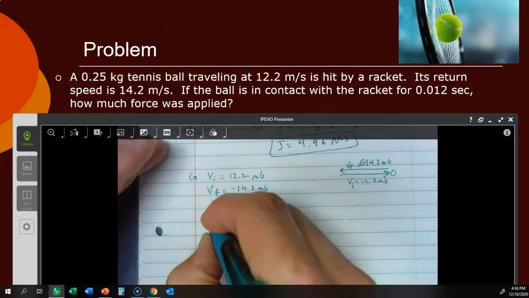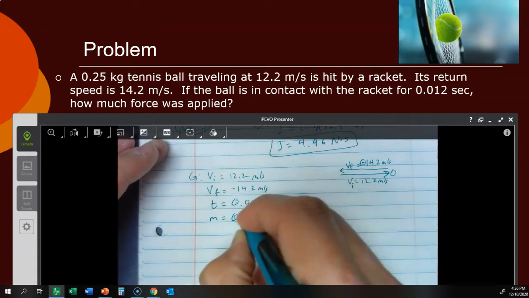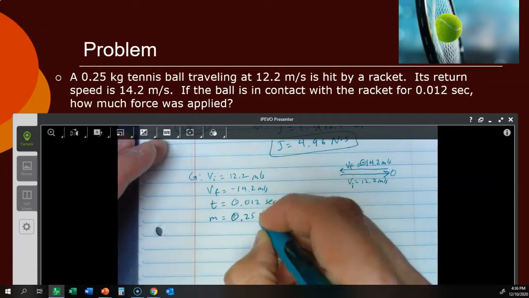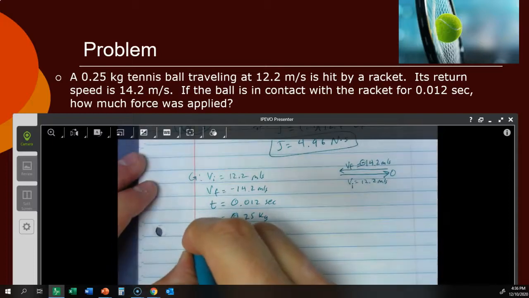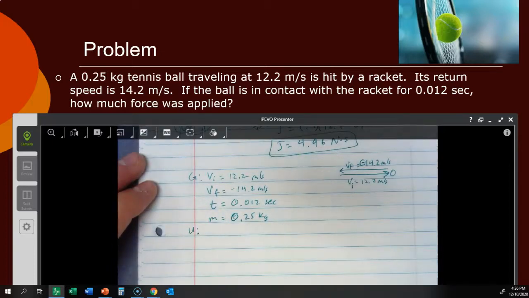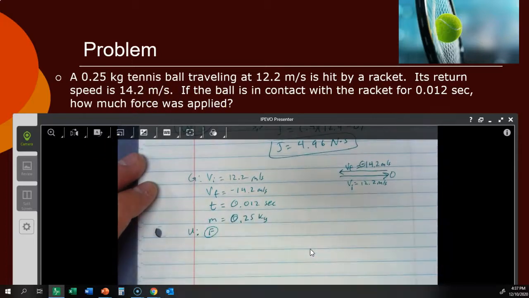We also know the mass of the tennis ball. I should have put that first. Doesn't matter though. The mass is 0.25 kilograms. That's all the information that we have in this problem. The unknown that they're asking for is force. How much force was applied?